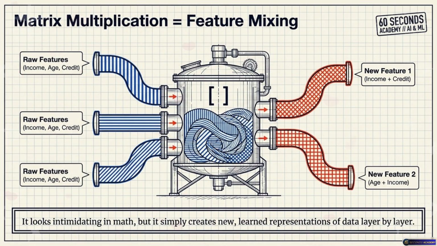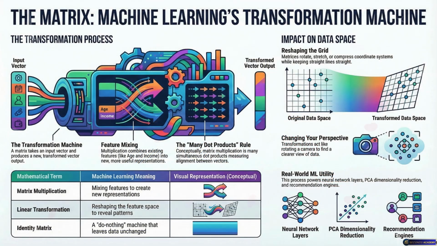And let me challenge that for a second. The matrix is just a grid of numbers. It doesn't actually know it's creating a concept like purchasing power, right? It has no semantic understanding of finance. That is a crucial distinction. No, the matrix has no semantic awareness. It is blindly mixing the features based on the weights it currently holds.